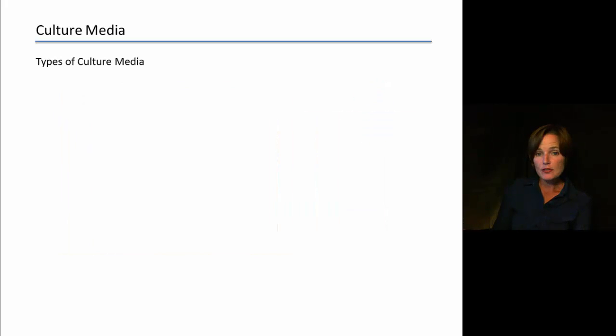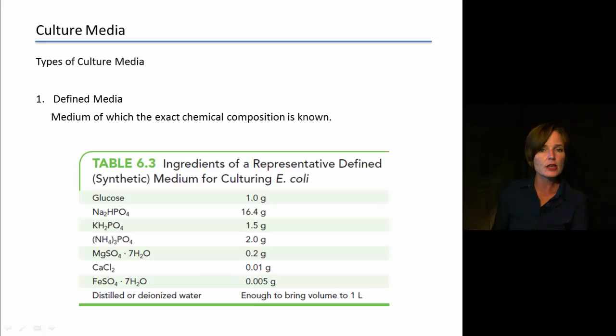There are different types of culture media that are used. We separate those into different groups. The first one is what we call a defined media. With defined media, we know exactly what is in that media, exactly what's there and how much of it is there. This is just an example listed here. You can see very specifically this media has this many grams of glucose, this many grams of calcium chloride, the whole way down.